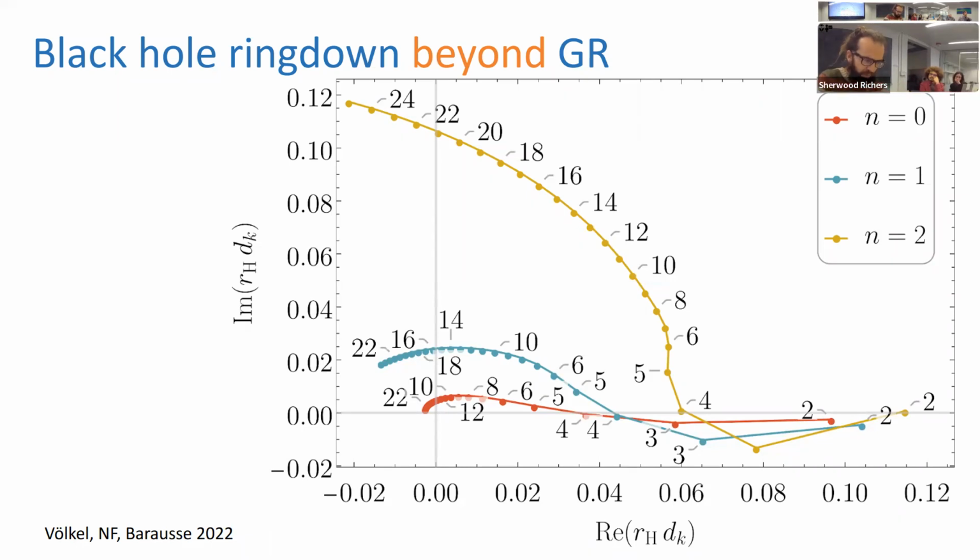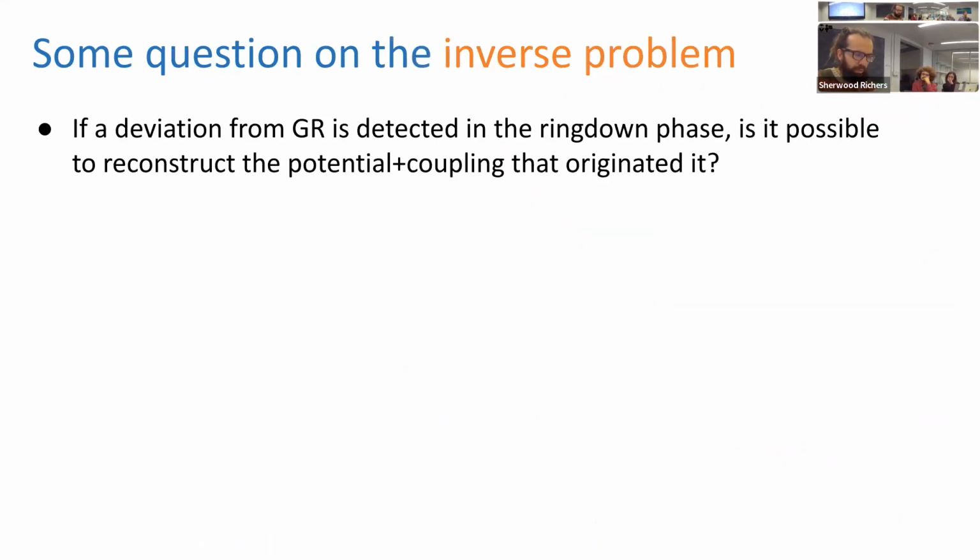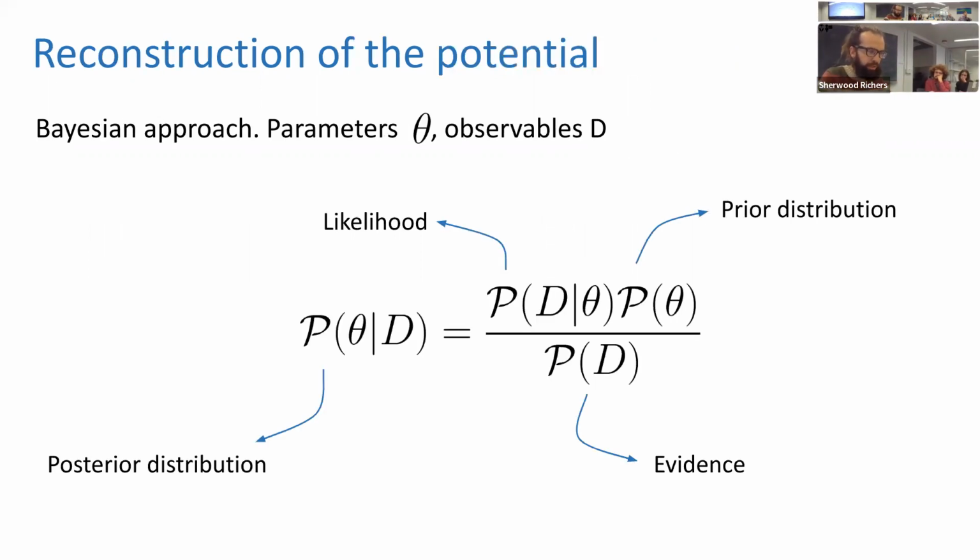Okay, so once we have this, the idea that drove us throughout these projects is to try to address the so-called inverse problem. Suppose that in the future we detect some deviation from general relativity in the ringdown. Can we actually trace back what is the potential, and eventually the coupling from the metric with other fields, that originated this deviation? To answer this question, we used a Bayesian approach.